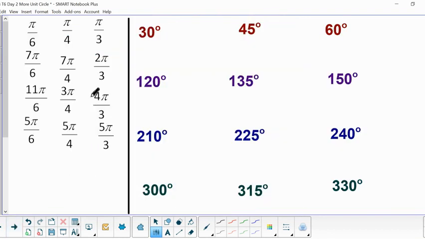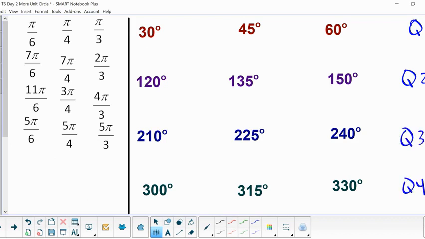Oh, actually, this is just matching. We're going to do this first. I was going to have you guys do it together in class, but I'll just do this since I'm obviously not there. So the first row is quadrant 1 angles. I don't have any quadrantal ones here. So this is quadrant 1, this is quadrant 2, this is quadrant 3, and this is quadrant 4.